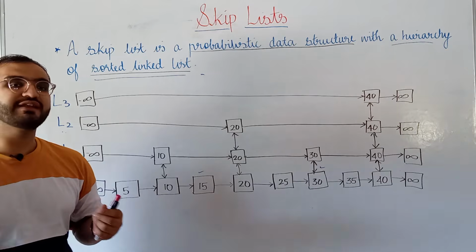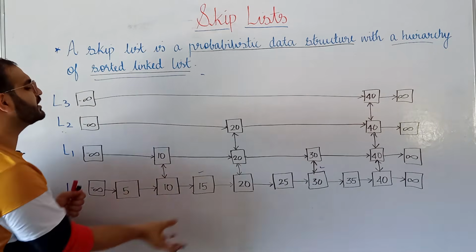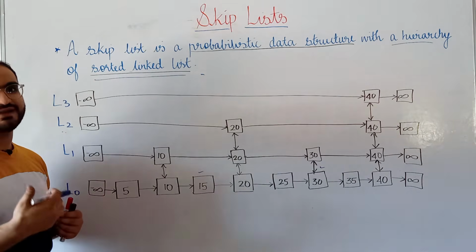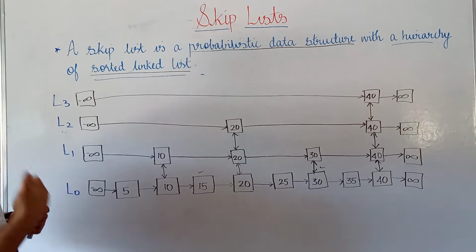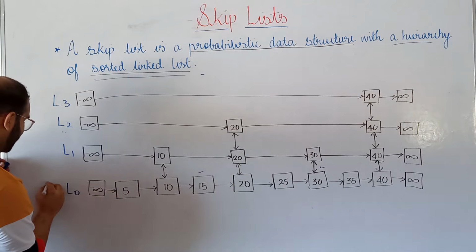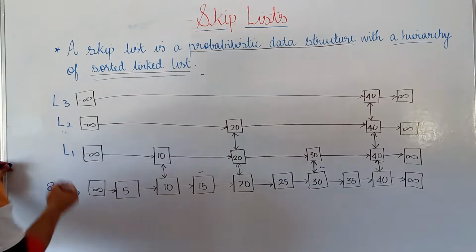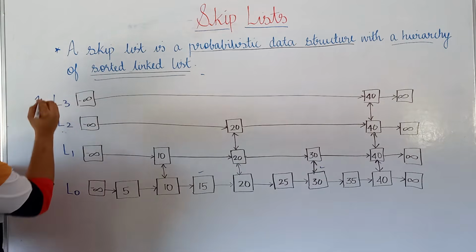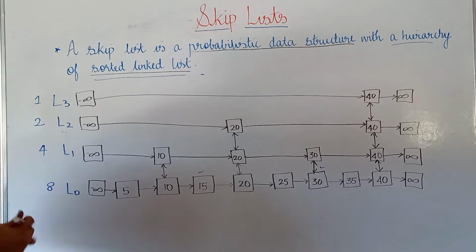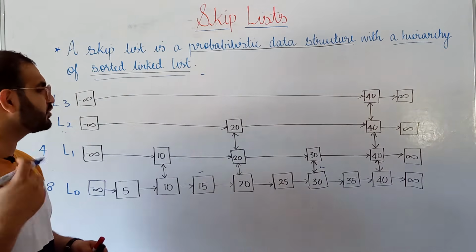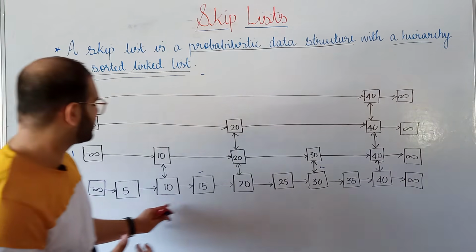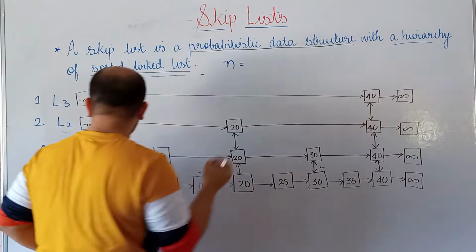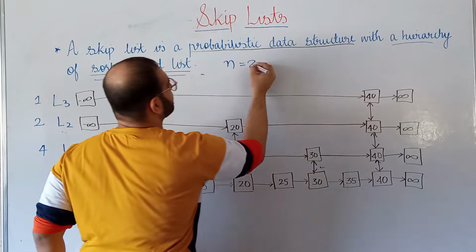But rather we decided that we will be taking all the alternate elements and copying them to the linked list just above, right? So in this strategy, over here if you see, in case of L0, you have got 8 nodes. In case of L1, 4 nodes. In case of L2, 2 nodes. And in case of L3, you have got 1 node, right? So basically, if you consider the total number of nodes in your bottom linked list as n, right? So here your n is equal to 8, right?